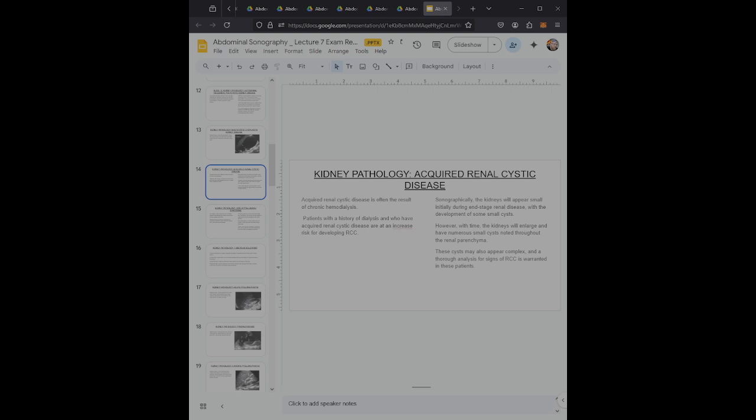Acquired renal cystic disease is often the result of chronic hemodialysis. Clinically, patients will present with a history of hemodialysis, and sonographically the kidneys will appear small initially, and with time the kidneys may enlarge and have numerous small cysts noted throughout the renal parenchyma.